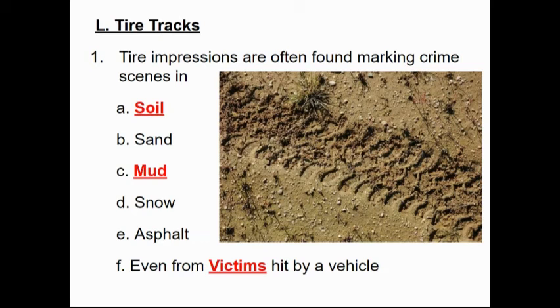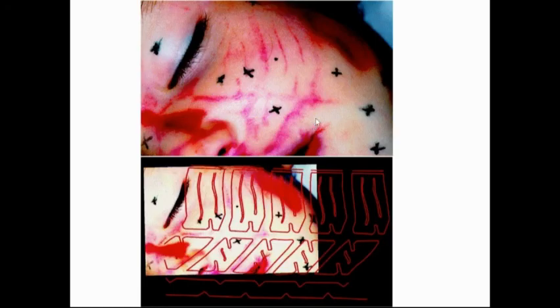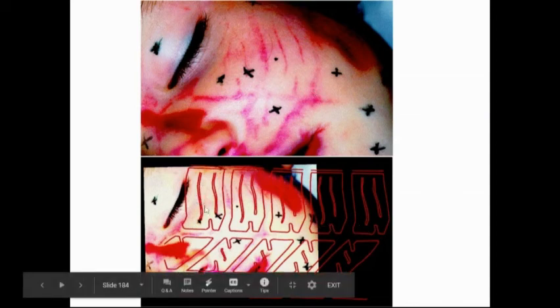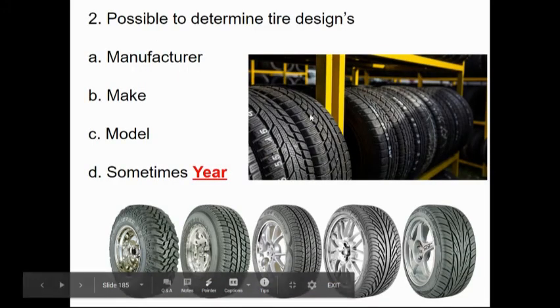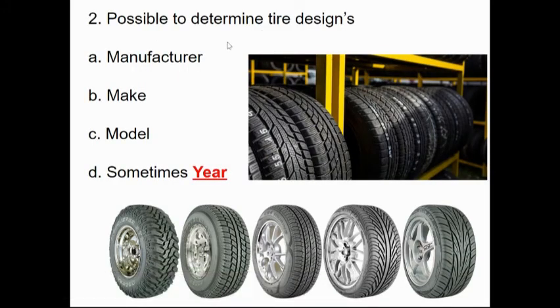Tire tracks are awesome, also very common, and you'll find them very often in soil and sand, mud, obviously. You can even leave them on asphalt, but they've even been left on victims in a hit and run, where the person ran over the person and this tire impression was left on their skin. This is an example of a person who was run over, and we've overlaid this pattern, and they were able to determine the tire prints matched the victim. You can determine the tire's design, manufacturer, make, model, and sometimes the year that was involved.